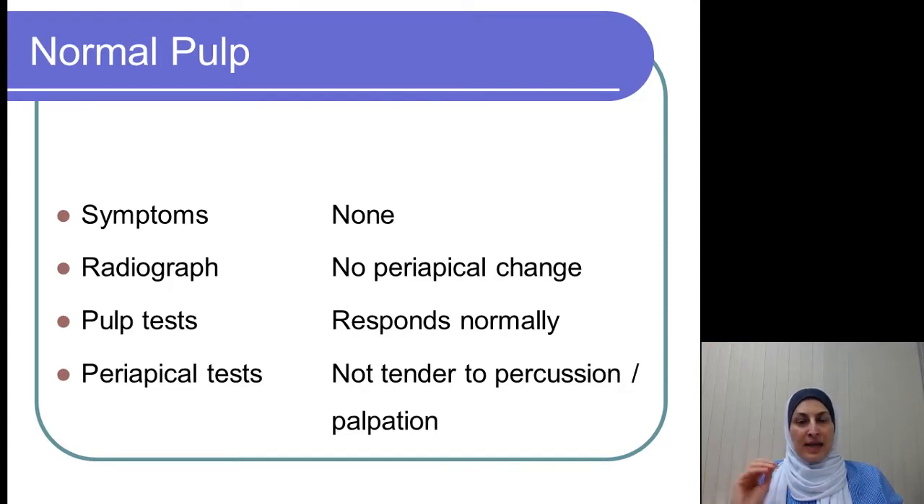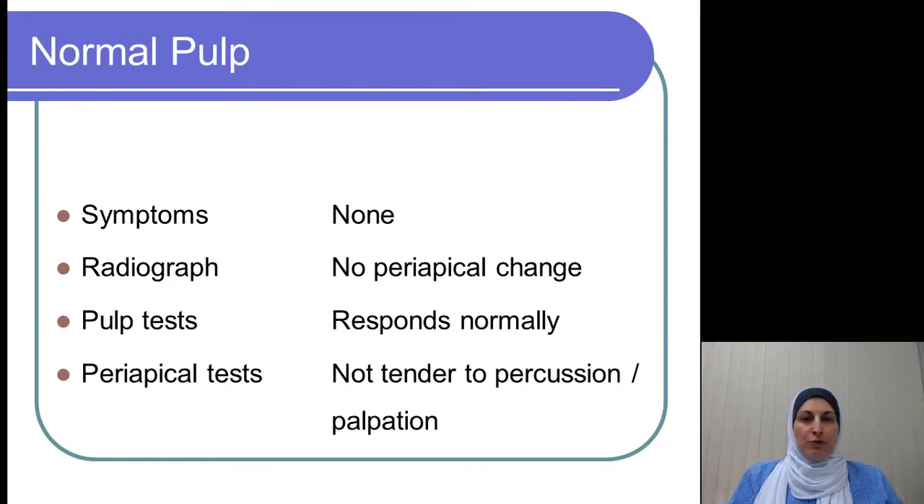So if the pulp is healthy, there's no inflammation in the pulp. When you put the cold stimulus, the patient tells you that he feels this cold sensation, and when you take it out, when you remove the cotton pellet that has this ice on it, this sensation would disappear. So there is no prolonged cold sensation. There is no exaggerated response to the cold sensation, and this is how the normal tooth responds to a cold test.